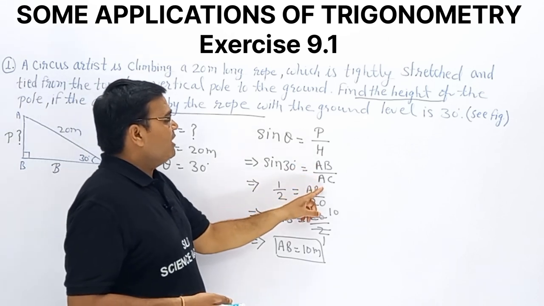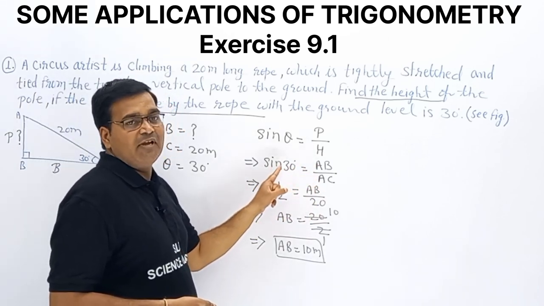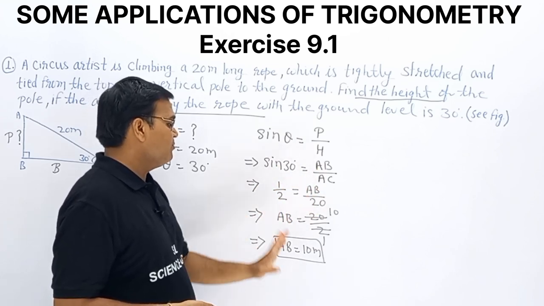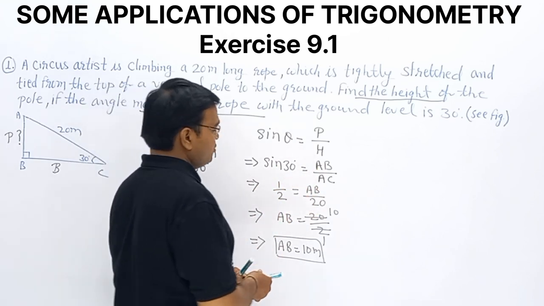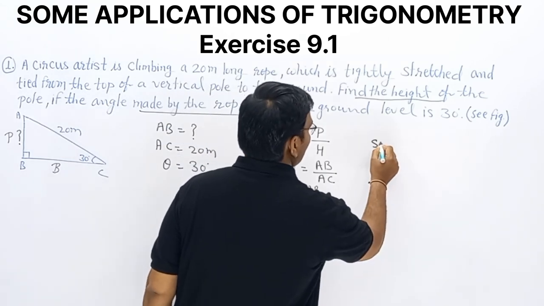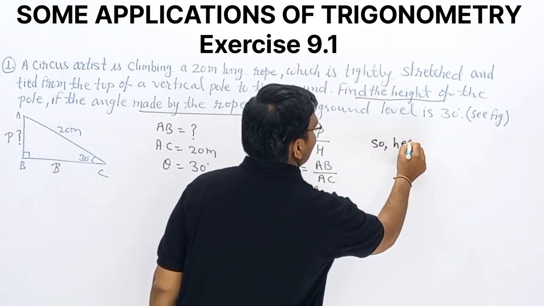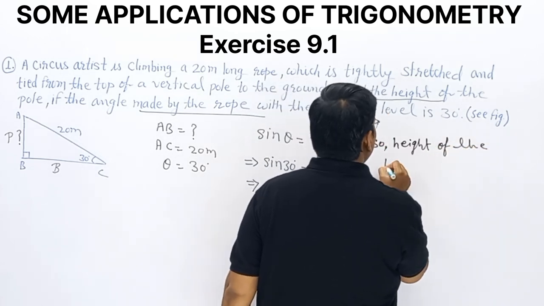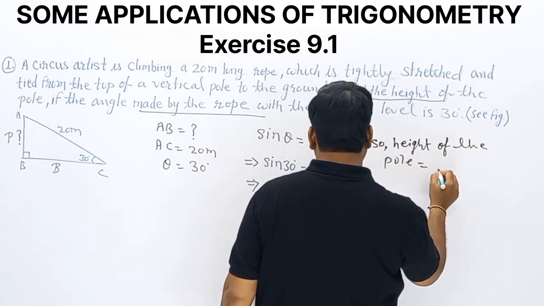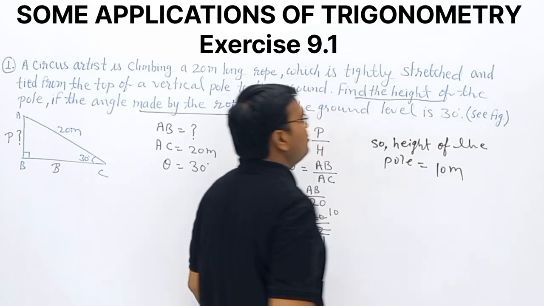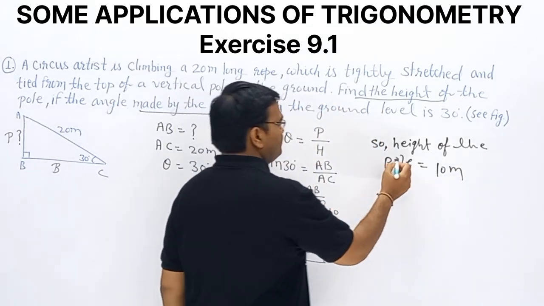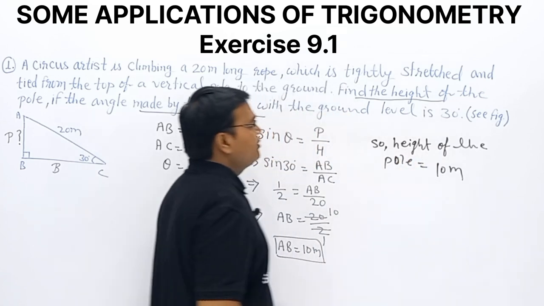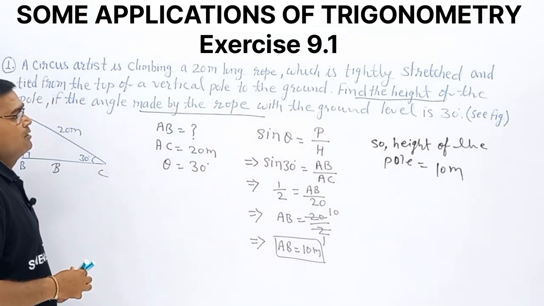So AB upon AC, so we can say sin 30. The value of this one will be what? 1 by 2. AB is what we want. AB is what? So height of the pole equal to what? 10 meter. This will be what? Our answer. Height of the pole will be what? 10 meter we obtain.